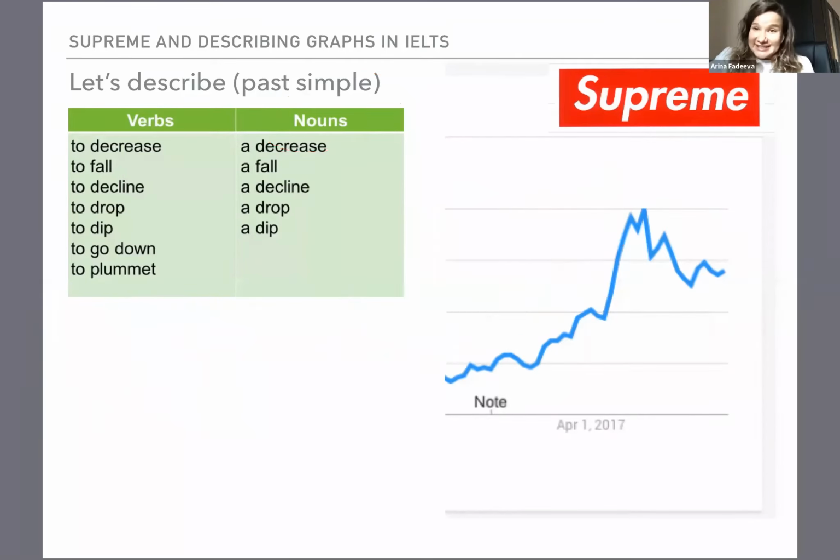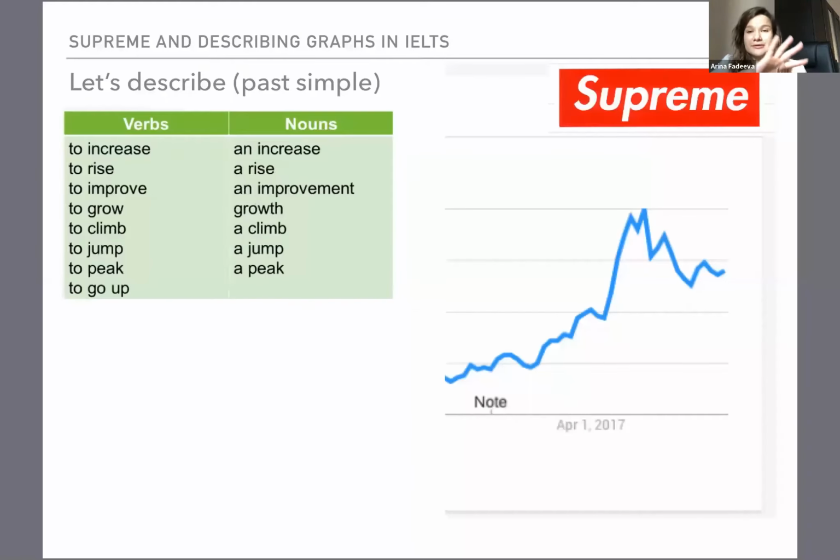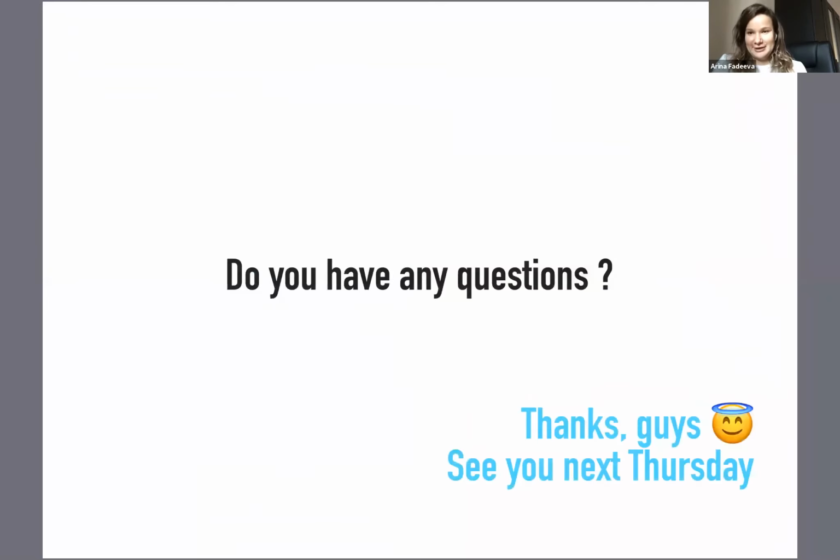So all in all, you have to have the same vocabulary for downward trend, the same vocabulary for upward trend. Learn it, practice using it in bar graphs, in pie charts, in tables, in line graphs, everywhere where there is a trend. And it's going to be really easy for you.